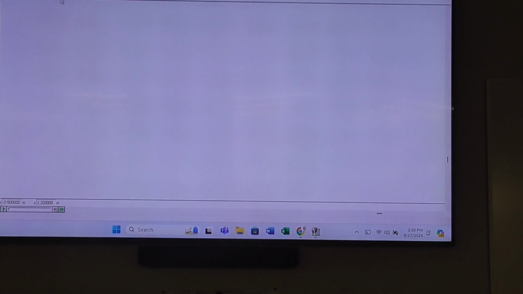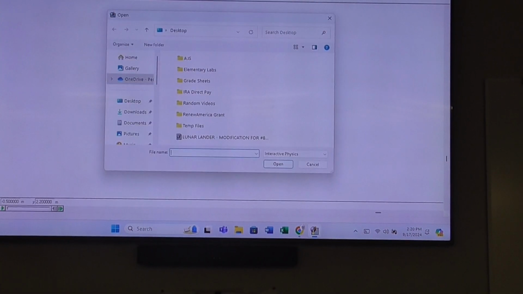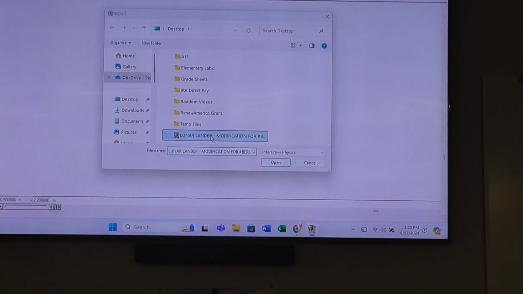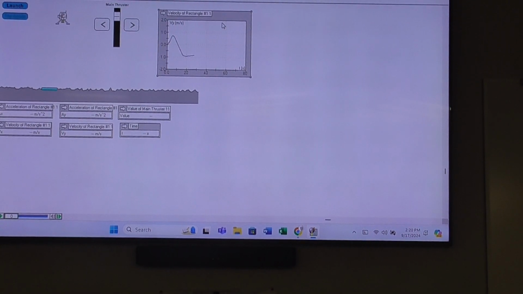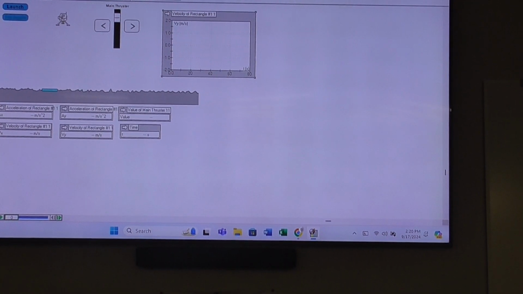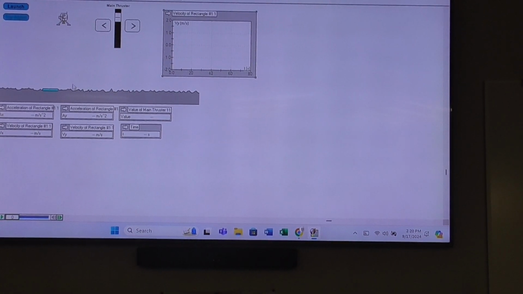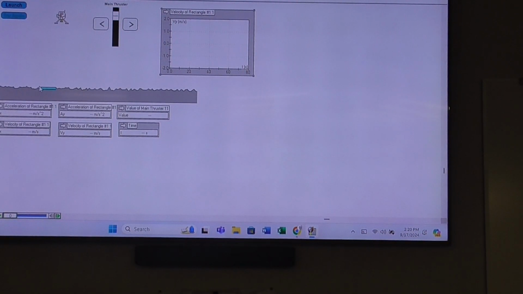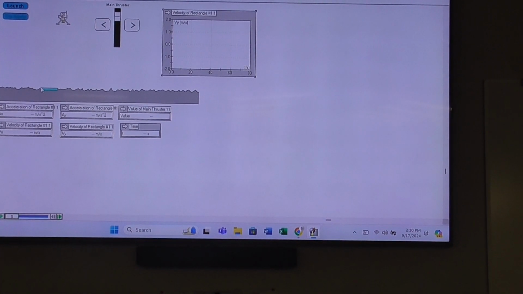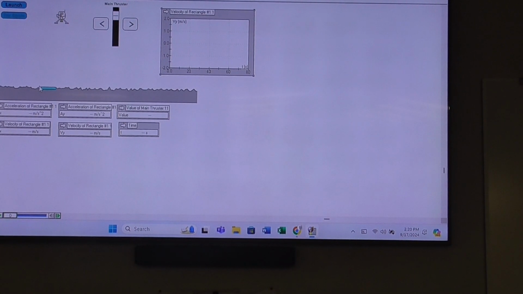I'll go through all of this tomorrow, but you're going to open up the file, and there's going to be a program that I modified just for this lab. So here's the basic idea: you're going to try and land this thing on that landing area right there. But here's the parameters. You can't be going too fast horizontally. You can't be going too fast vertically. If you do, you crash and burn.